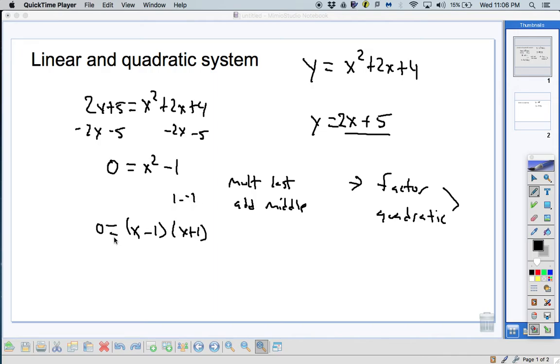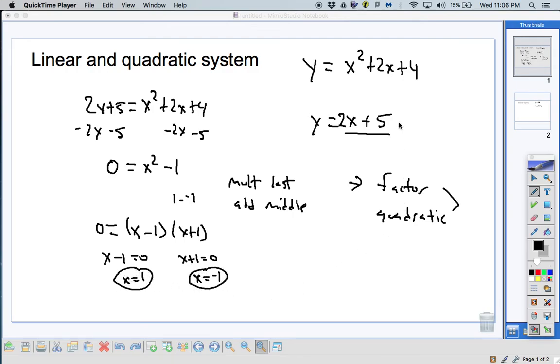Okay? And now we've got to solve, and the way we solve for x is we're going to set each one of these equal to 0 separately. So either x minus 1 is equal to 0, or x plus 1 is equal to 0. And now these are one-step equations. We'll add 1 to both sides, and you get x equals 1. And then I'll subtract 1 over here. So we'll subtract 1 from both sides, and you get x equal to negative 1. So there are two solutions: x is 1, and x is negative 1.